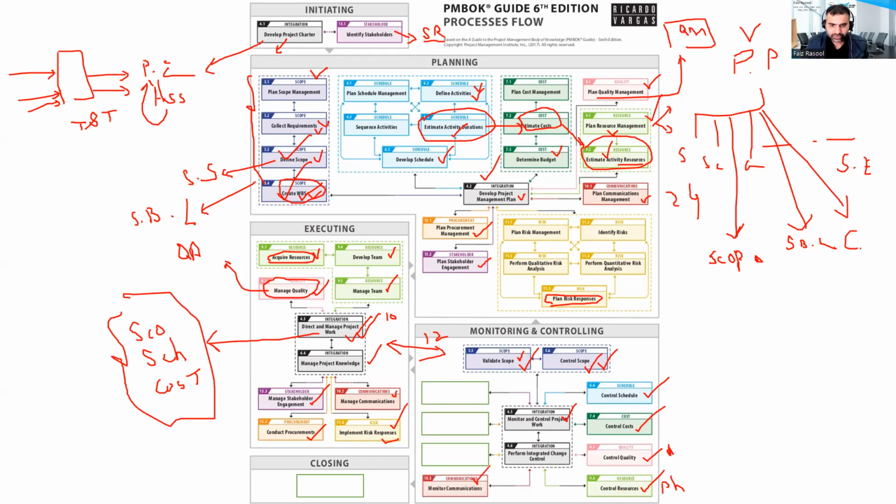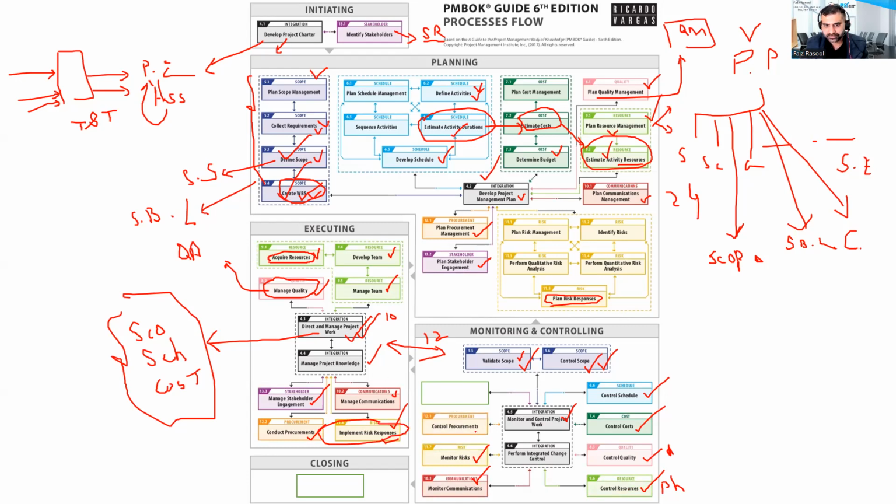Monitor communication so that we can see whether our communication is effective or not. If it is not effective, we should be changing our way of communication. Monitor risk helps us to identify if a risk is going to trigger or not. If risk triggers, then we have to implement risk response.